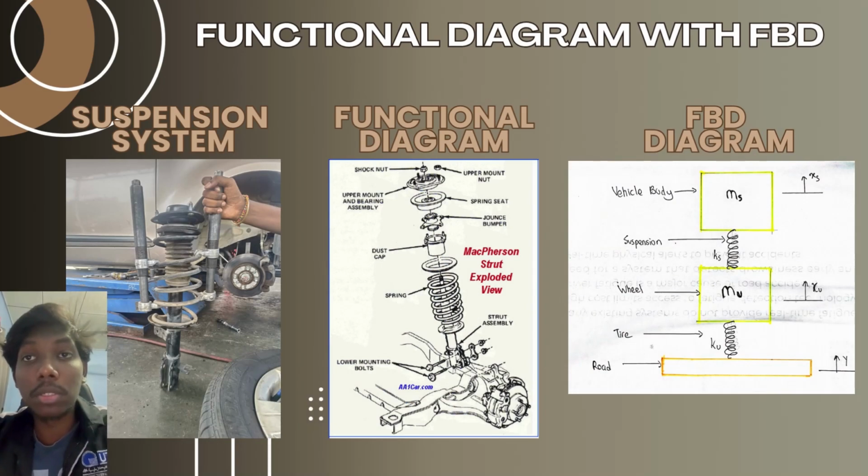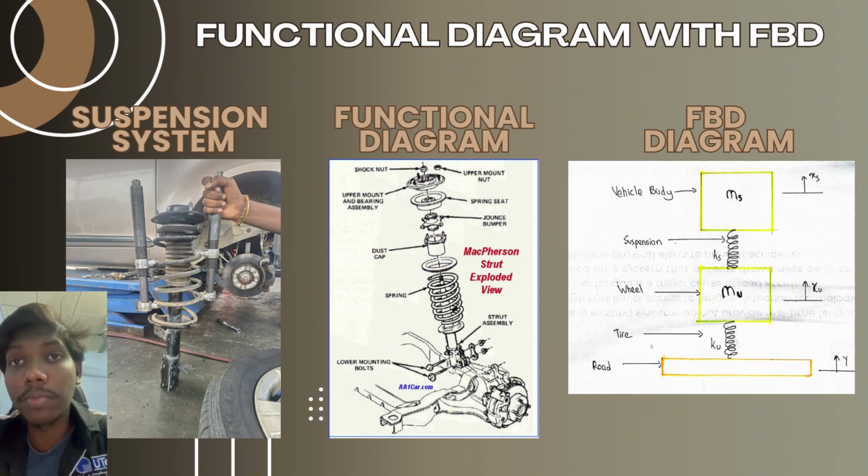This diagram shows the free body diagram of a vehicle suspension system. At the top, we have a sprung mass, which is the vehicle body, and below it is the unsprung mass, which includes the wheel and axle. Between these two masses, there is a spring and damper that form the suspension system. The spring supports the weight and absorbs shocks, while the damper controls vibration. The tire is modeled as another spring that connects the wheel to the road surface.